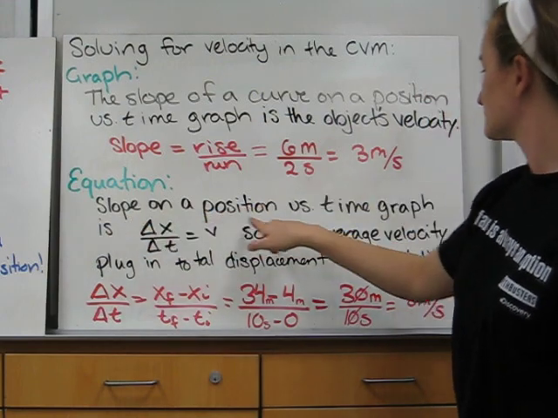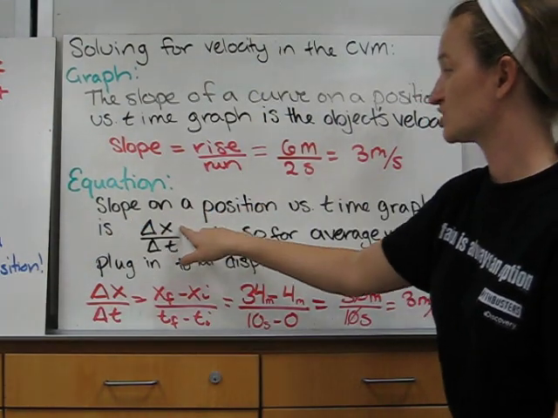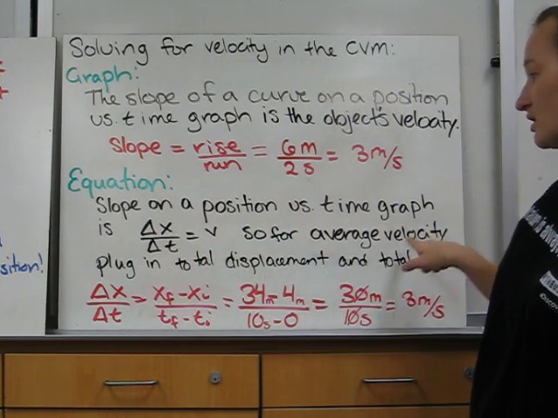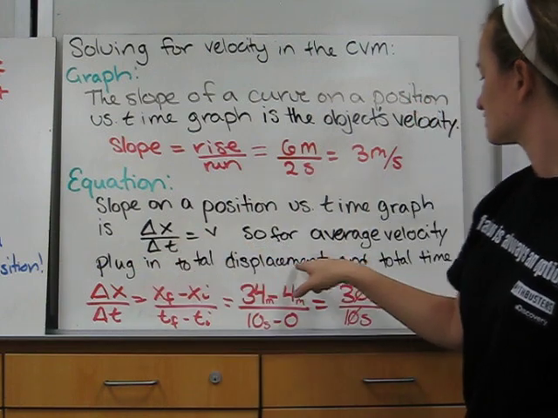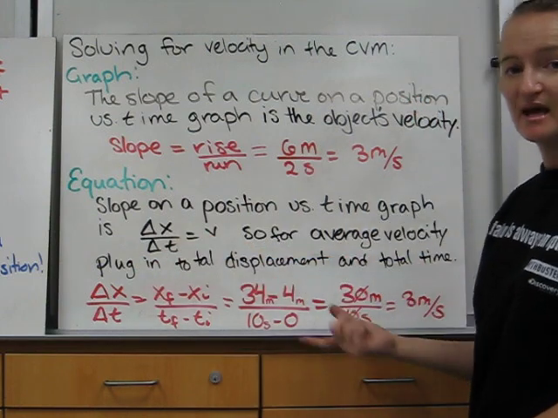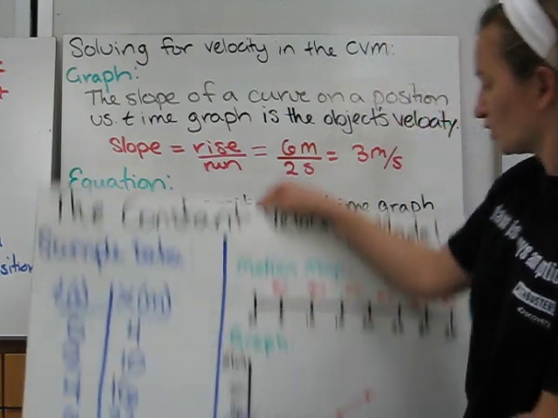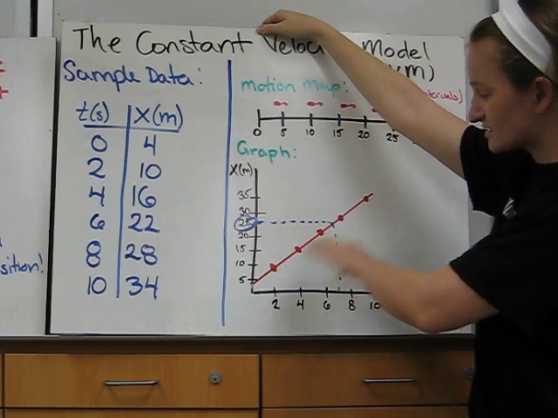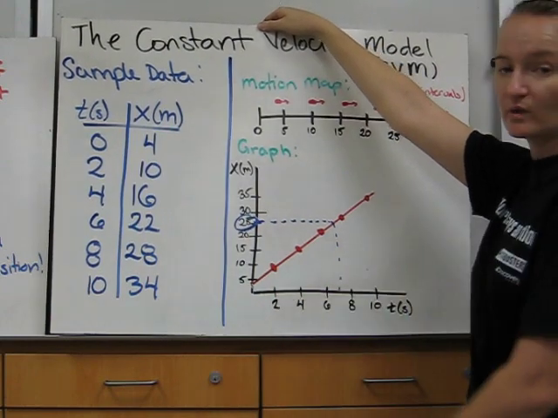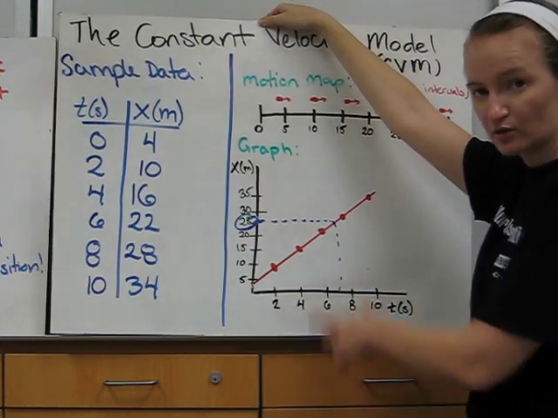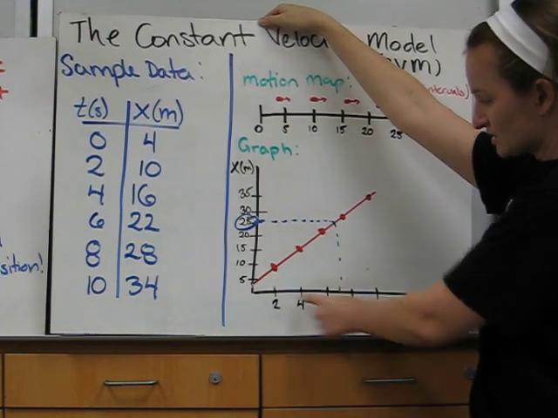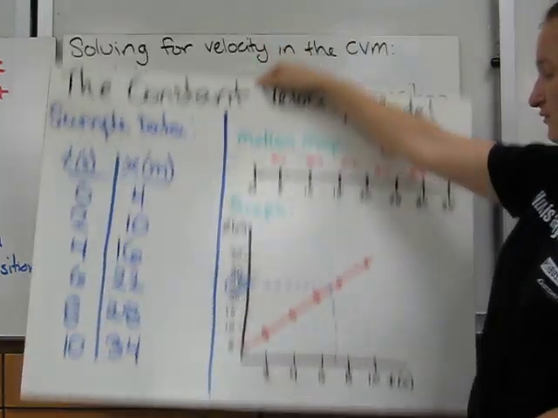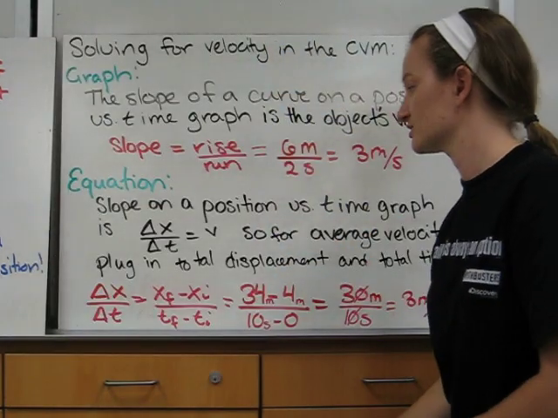The other way we can solve for the velocity is by using the equation. So the slope on a position versus time graph is the change in x over the change in t, which is the velocity. So for the average velocity, plug into this formula the total displacement and the total time. That would give us the average velocity over the entire length of the graph. And because the graph is a constant slope, it doesn't change at all, we can use the entire time period, the total change in time, 0 to 10, and the total change in position from 4 to 34 to find the velocity over the entire time interval.